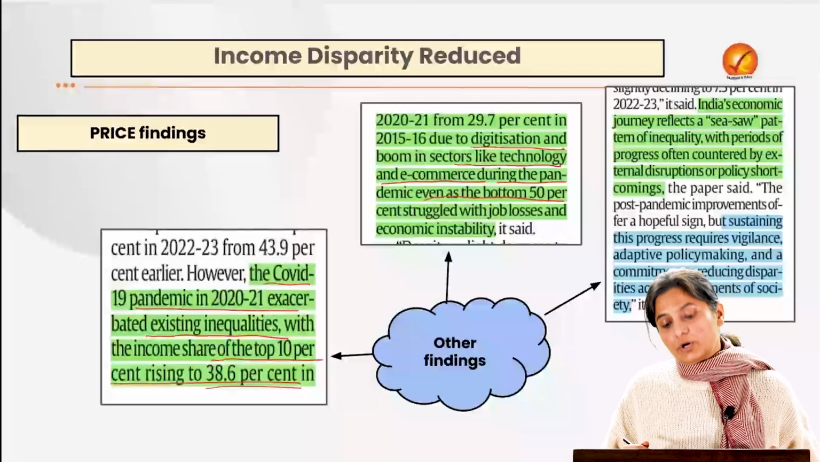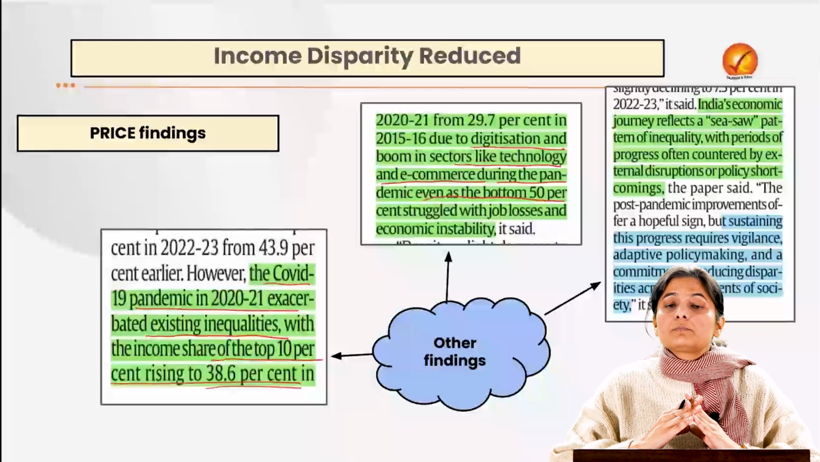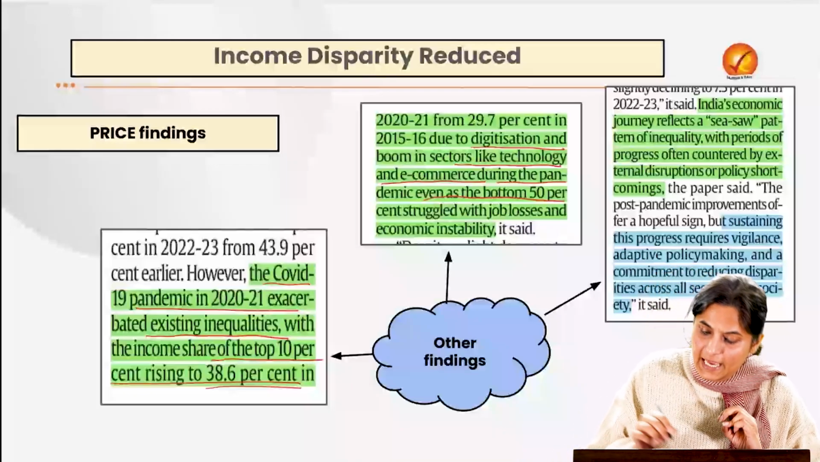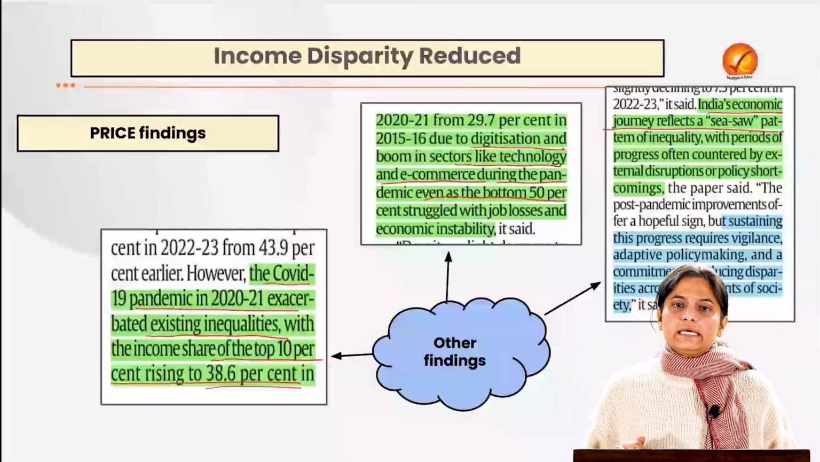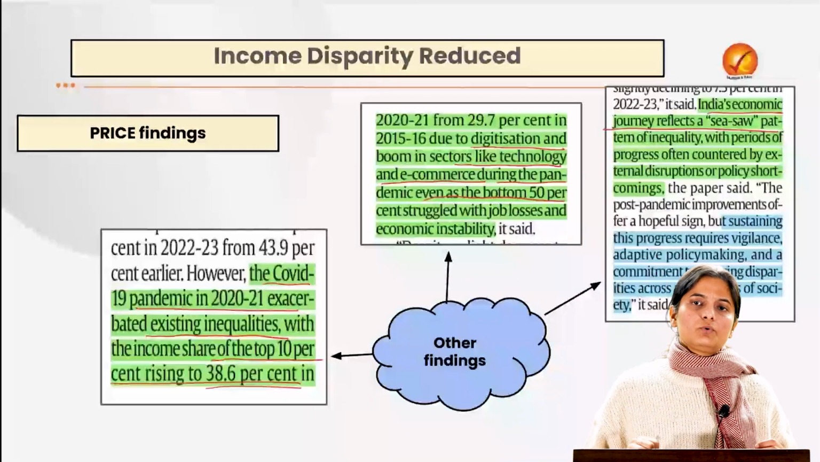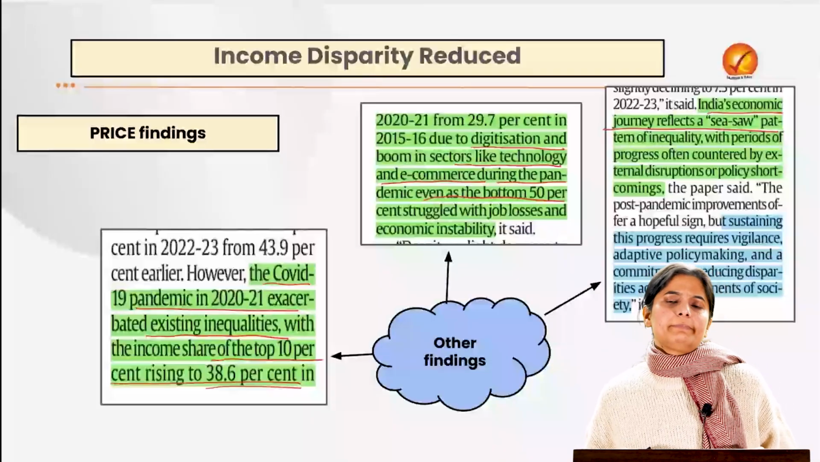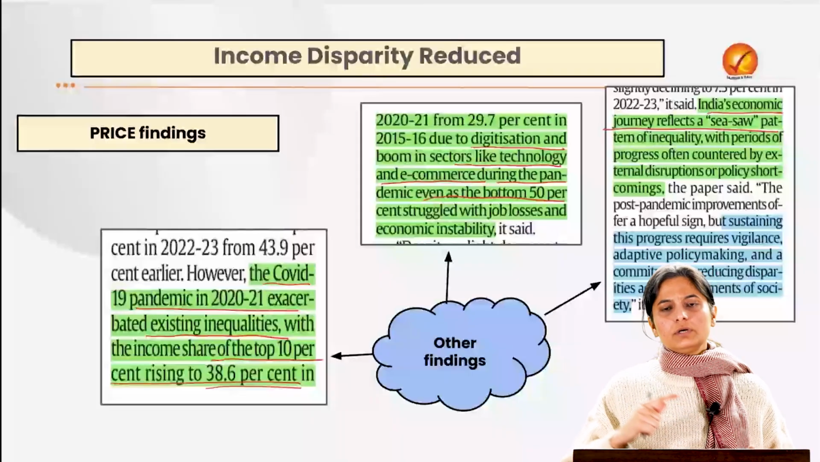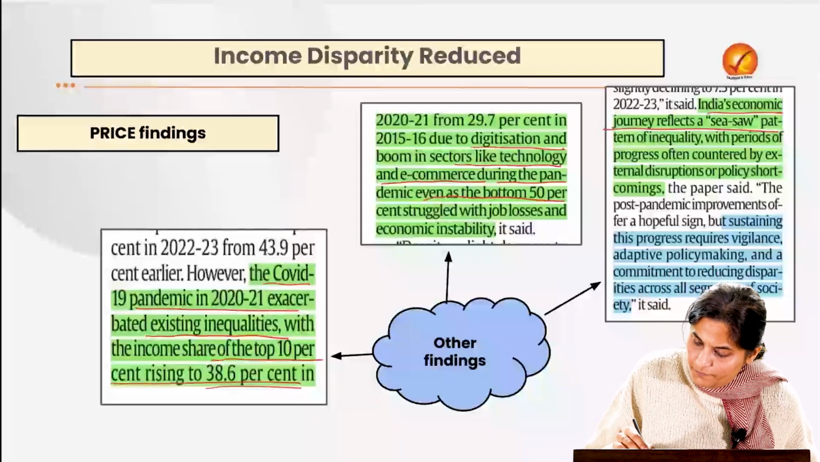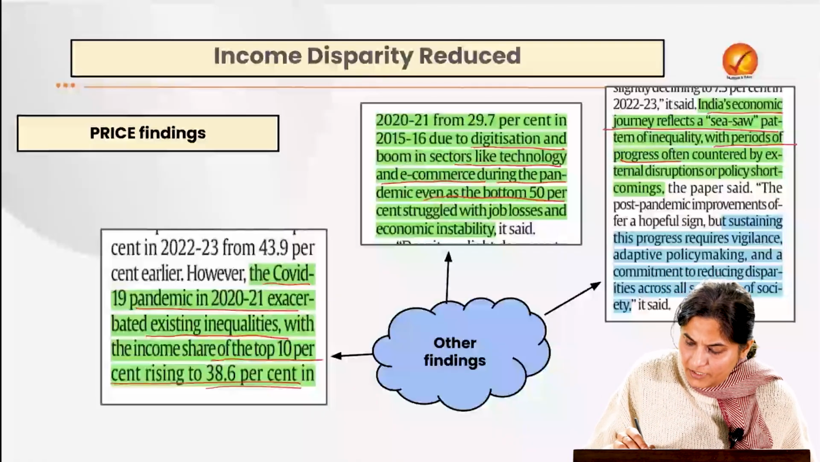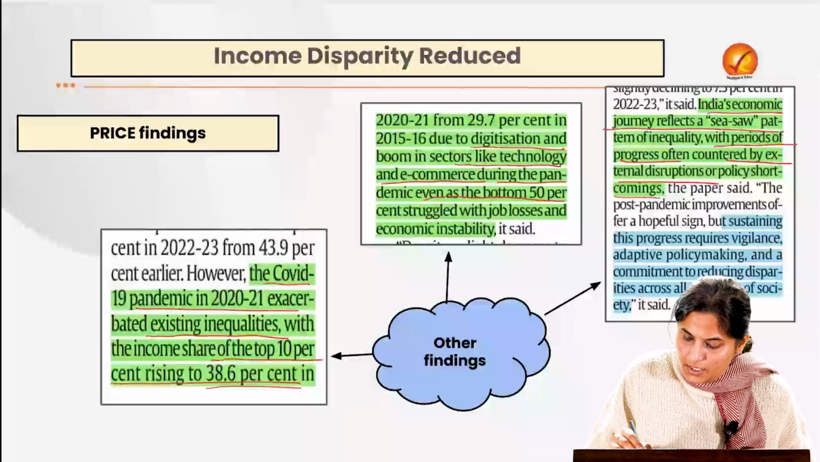At the same time, the bottom 50% suffered. They faced job losses, economic disparity and instability. So this shows a seesaw path of India's income inequality. We have been improving if we look at the post-independence time till now, but we have seen a seesaw pattern generally, with periods of progress often countered by external disruptions or policy shortcomings.